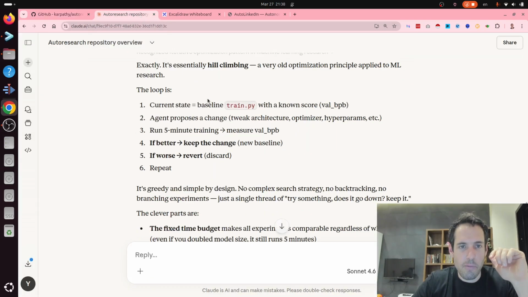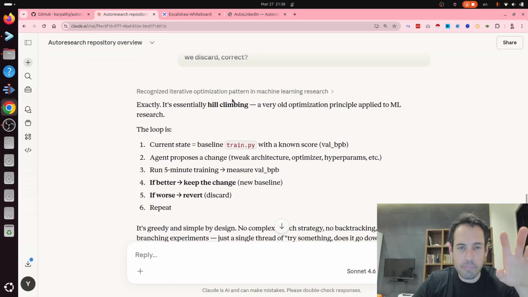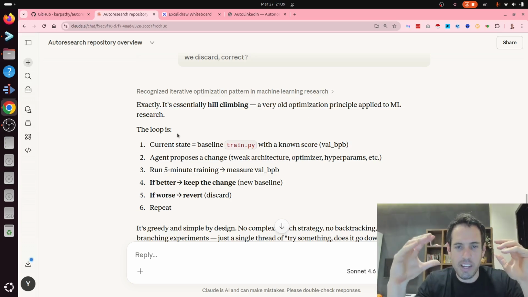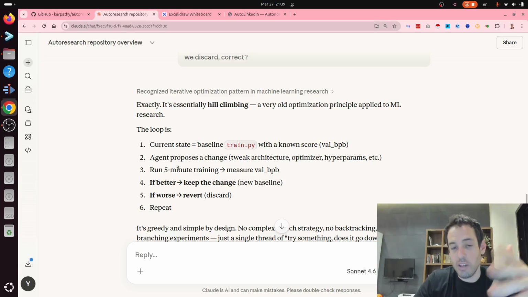Basically, just to give you the gist, the idea is essentially hill climbing, which is a very old optimization principle applied to machine learning research. What you have is a file which contains the baseline. Then an agent is going to propose a change, tweak something in the baseline. Then it runs 5 minutes of actually doing the work, and I will show you in a moment what I mean. And then if the results are better, it keeps the change, and the change becomes a new baseline. And if it is worse, nothing is changed, and basically the work that the agent has done is discarded.